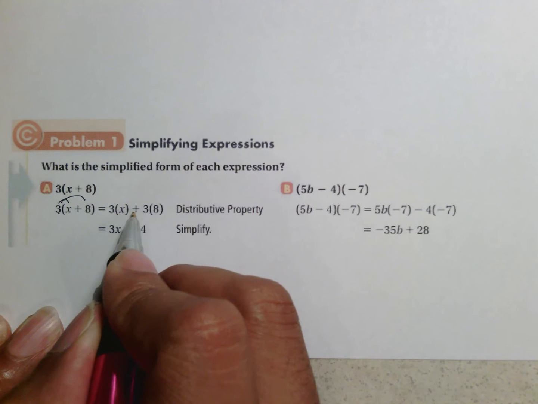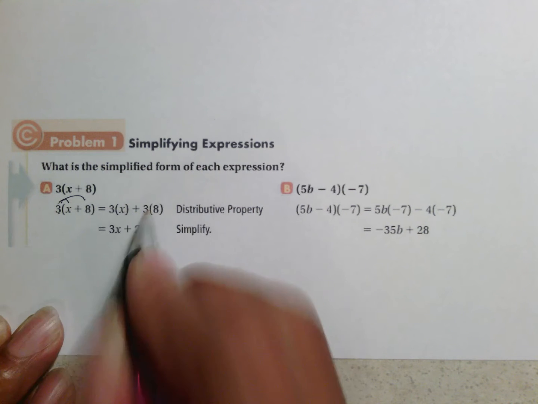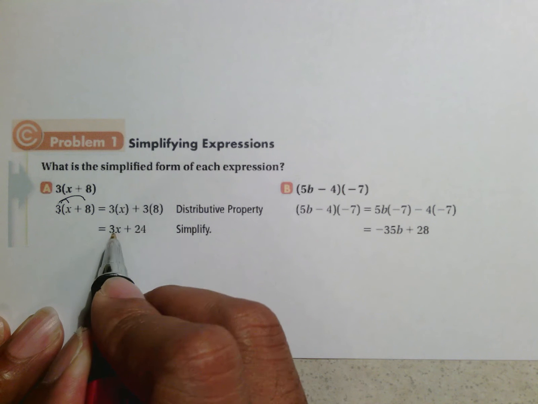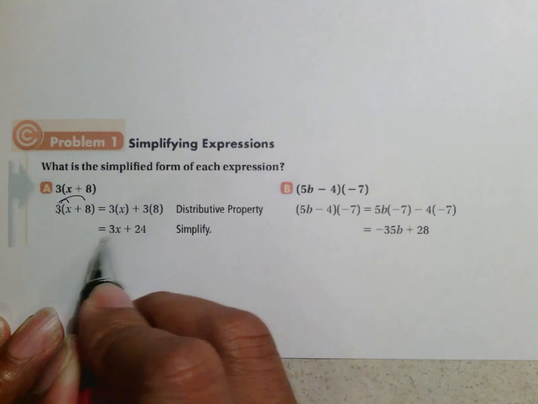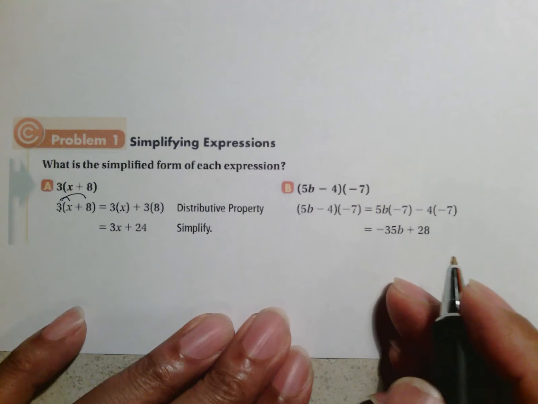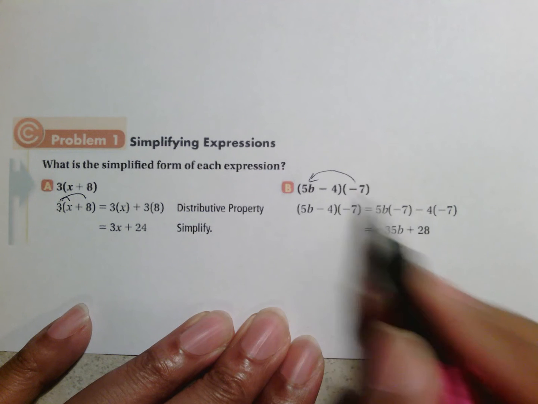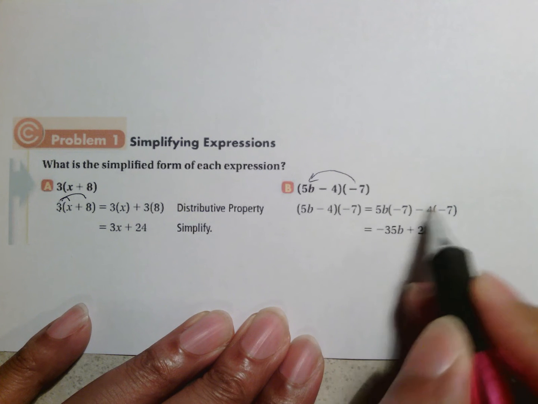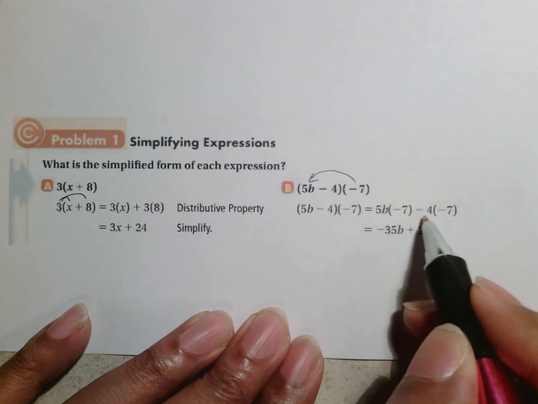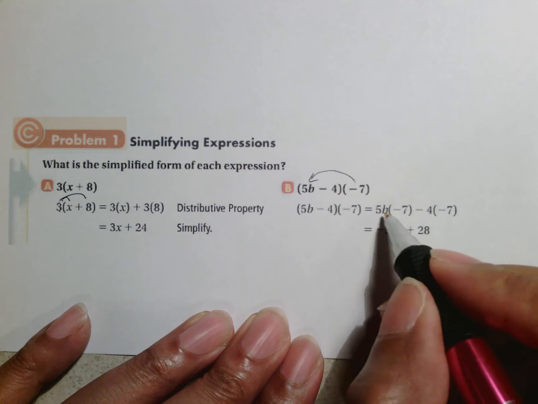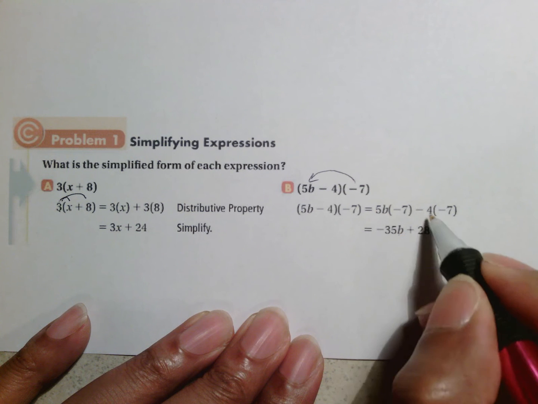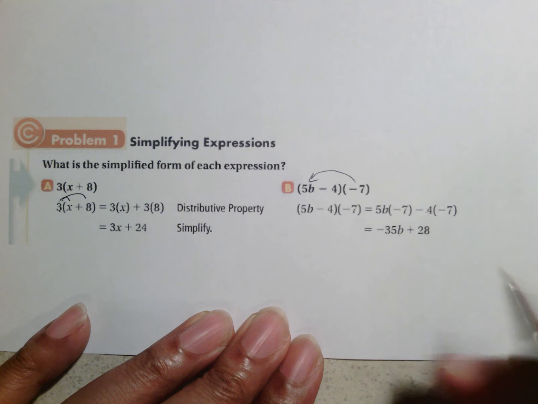3 meets x, and I always use a plus. 3 meets 8. 3 times x is 3x. 3 times 8 is 24. That's your answer there. She also discussed how this goes backwards as well. So 5b meets negative 7. They don't do it the way I do, but they do have the negative 4 at least meeting negative 7, where this makes negative 35b, and 2 negatives when you multiply, remember, makes a positive.